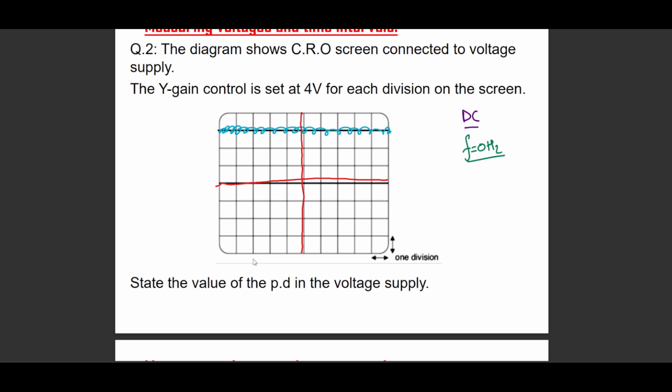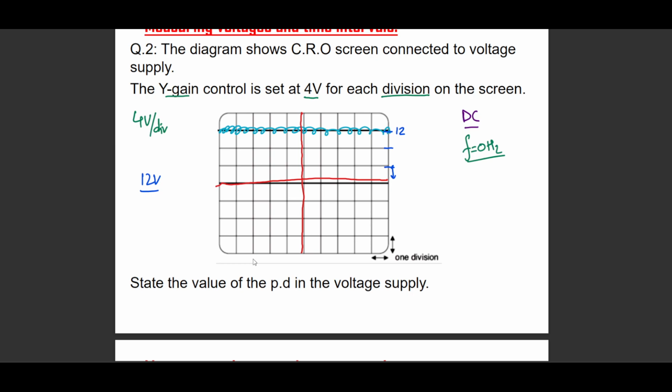Now it says that Y gain is 4 volts for each division, which means that in short he's saying that this is 4 volts per division, right? Now then he asks you about the voltage. How can we find out the voltage? So if one division or one box is worth 4 volts, then this is 4, 8 and 12. So the voltage of this supply is actually 12 volts.